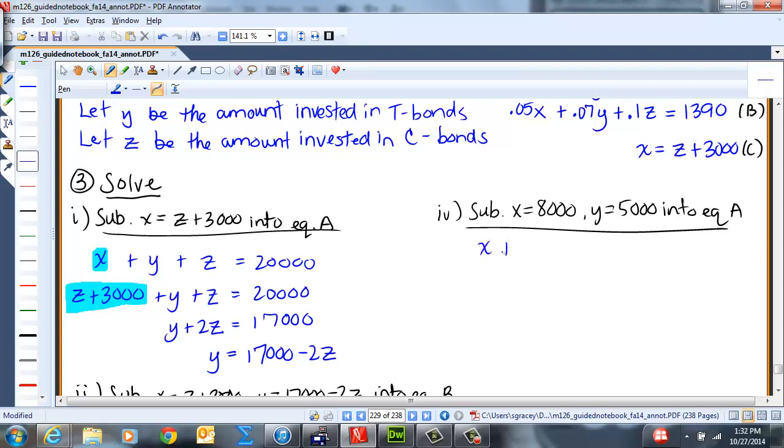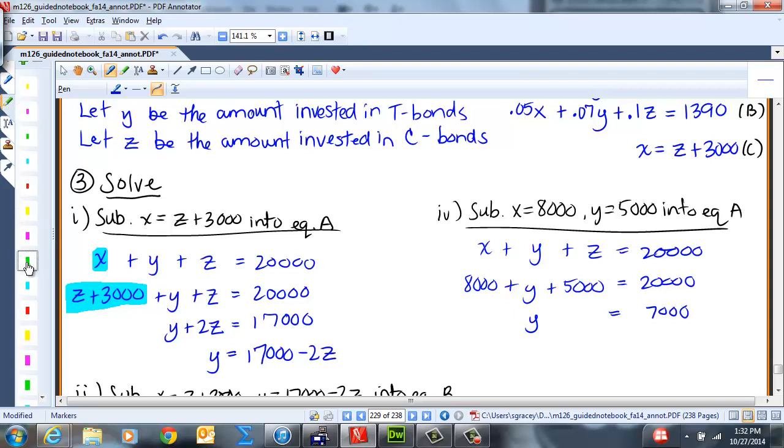So x plus y plus z equals 20,000. 8,000 plus y plus 5,000 equals 20,000. So y will equal, what is that, 13,000? So 7,000. So we plugged in z was 5,000, x was 8,000. So now we have y as 7,000.